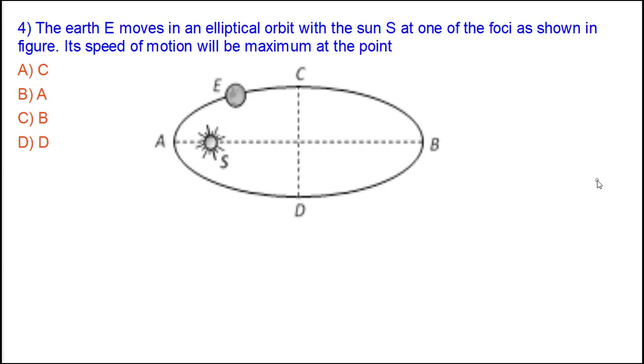Next is question number 4. The Earth E moves in an elliptical orbit with the Sun at one of the foci as shown in the figure. Its speed of motion will be maximum at point C, A, B, or D. We are given 4 points, A, C, D and B. Suppose we assume the planet is at this point, and it moves around this point going through B. So the amount of area covered in that case is this one. I'm just drawing it roughly. So this is the amount of area covered when the planet goes through point B.